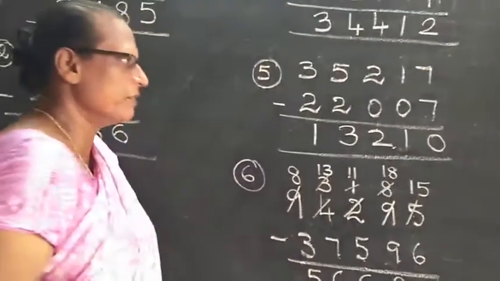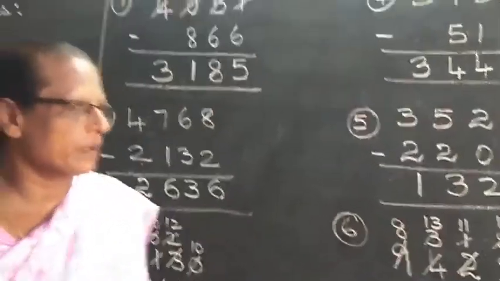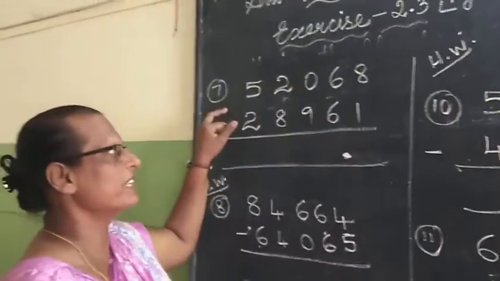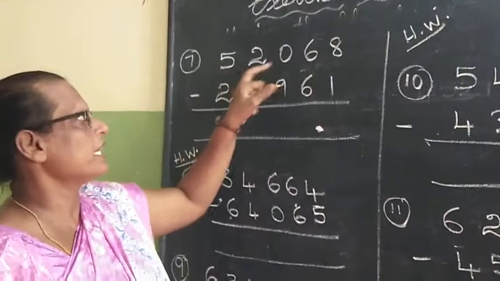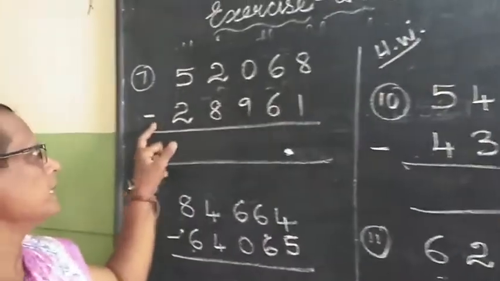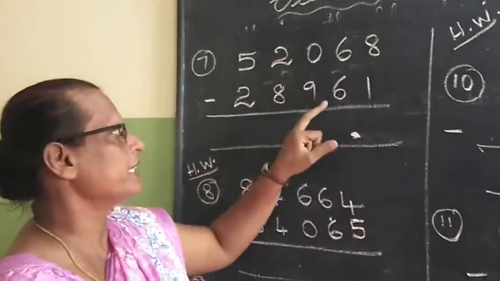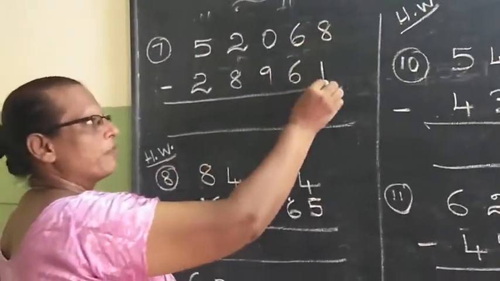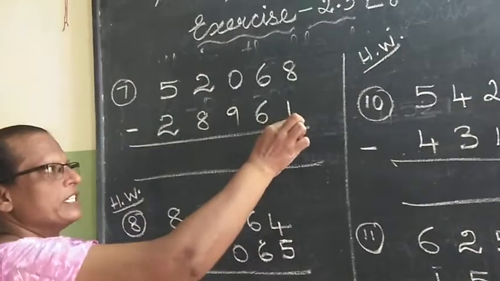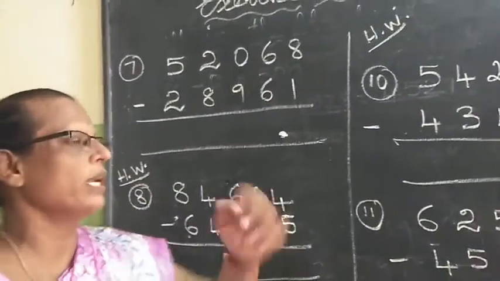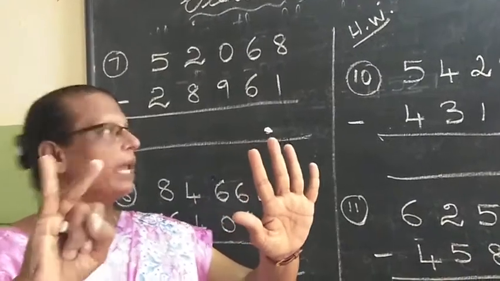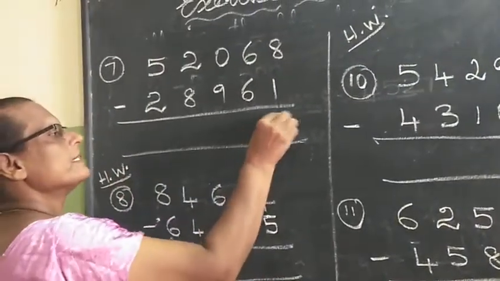56,699. Okay children, we'll see one more sum. Coming to the last sum, 7th sum. 52,068 minus 28,961. See now, in the ones it's bigger number. So after 1 you can count up to 8, isn't it, children? After 1, 2, 3, 4, 5, 6, 7, 8. So what's the answer? 7.